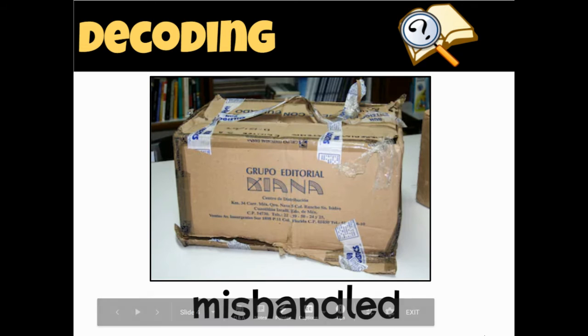Look at this package. Looks like it has really gone through the ringer. Some may say this package has been mishandled. Miss meaning bad or wrong. Handled means to hold. So it has been held badly.